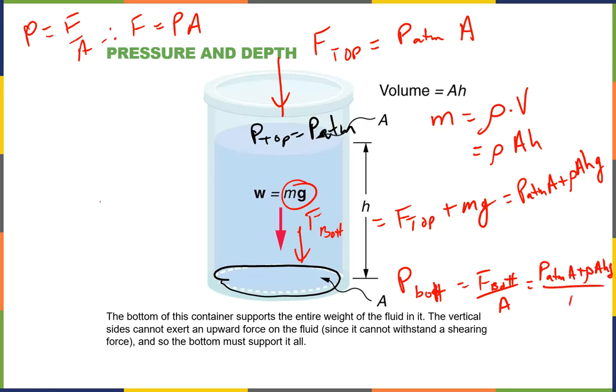Way around space. And my A's will cancel out. And I'm left with the pressure at the bottom is equal to the pressure of the atmosphere, because that was the pressure at the top, plus rho g h. So the pressure increase just depended on the density of the fluid. The density of water is 1 gram per centimeter cubed, or 1,000 kilograms per meter cubed, multiplied by the acceleration of gravity, multiplied by the depth, which in this case was h.